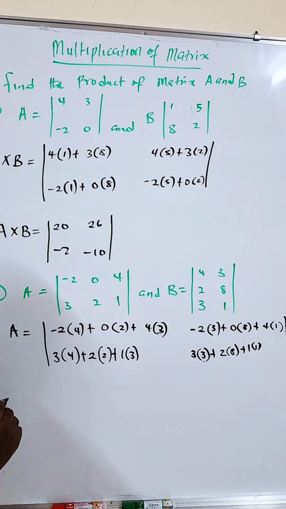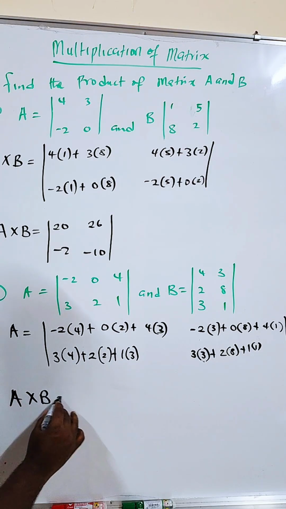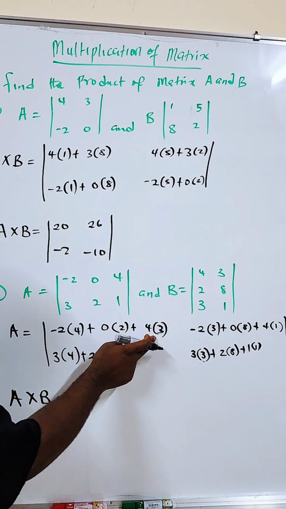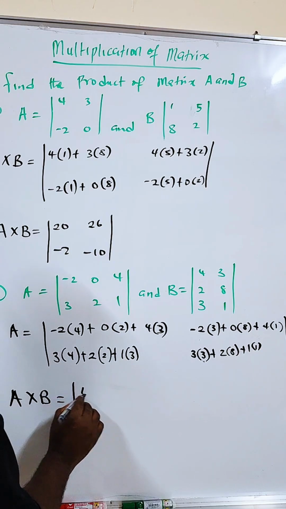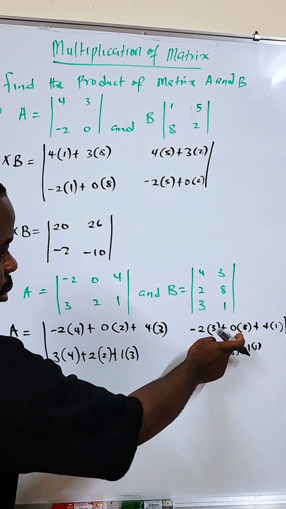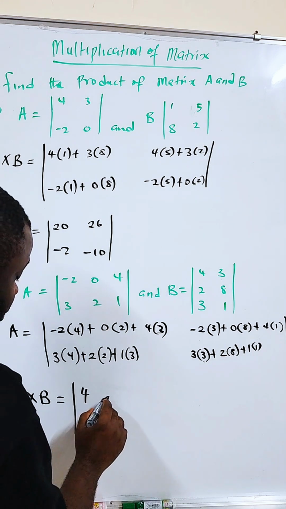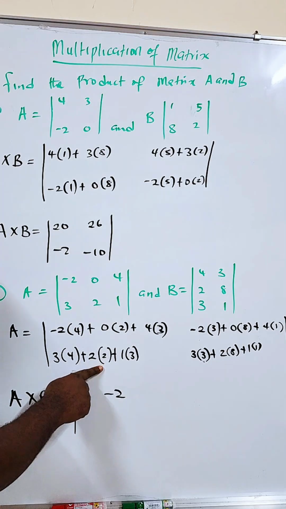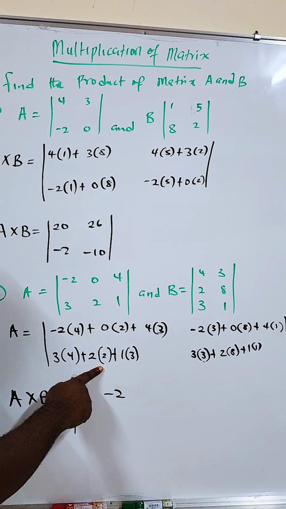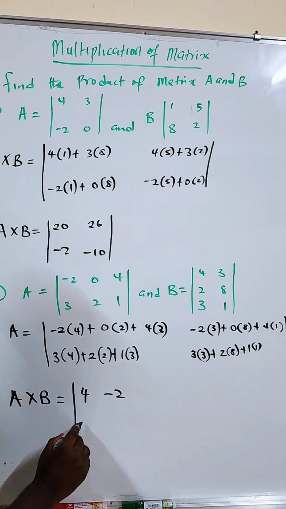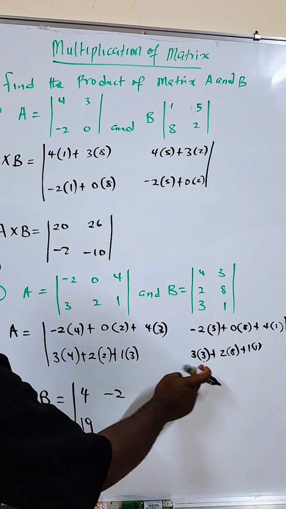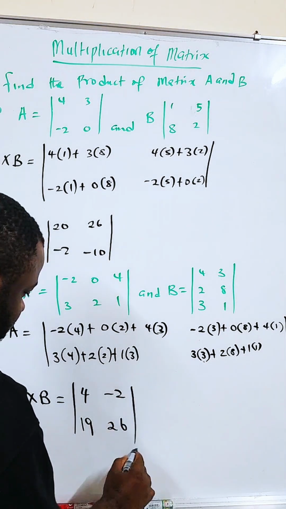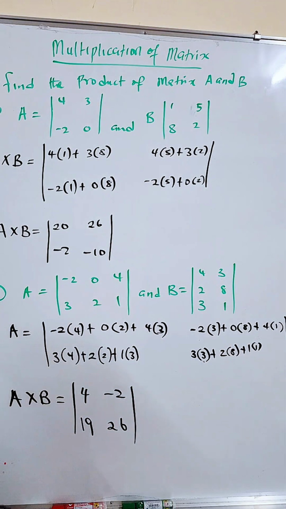So the product of A and B will now be equal to: we have 8 here, we have 0 plus 12. So 8 plus 12 will give us 20. Then we have negative 6 plus 0 plus 4. Negative 6 plus 4 will give us negative 2. We have 12 plus 4 is 16, 16 plus 3 is going to give us 19. The next is 9 plus 16 is 25, 25 plus 1 is 26. And this is how to find the product of matrices.